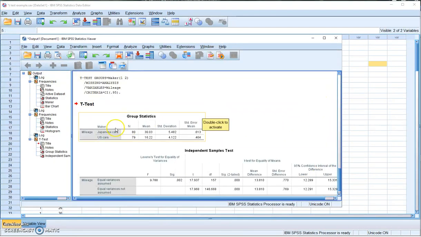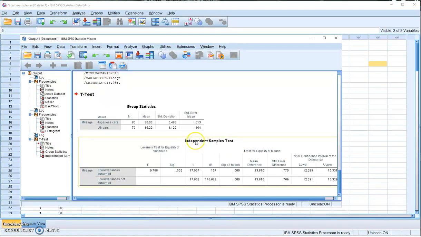By default, you actually are provided with the descriptive information that shows you how many in each of the two groups, what's the group mean, and standard deviation with regard to the dependent measure. Here's the mileage. So we have the average mileage for Japanese cars at around 30 miles per gallon, and for US made cars it's around 16 miles per gallon. And here is the standard deviation within each of the groups.